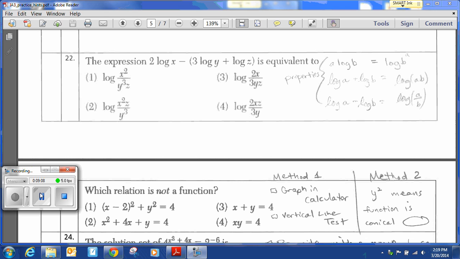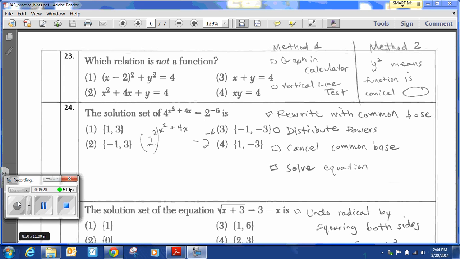Number 22, you want to use the properties of logarithms that I gave you over here to apply to this expression and rewrite. Basically, you're condensing, not expanding, for number 22.